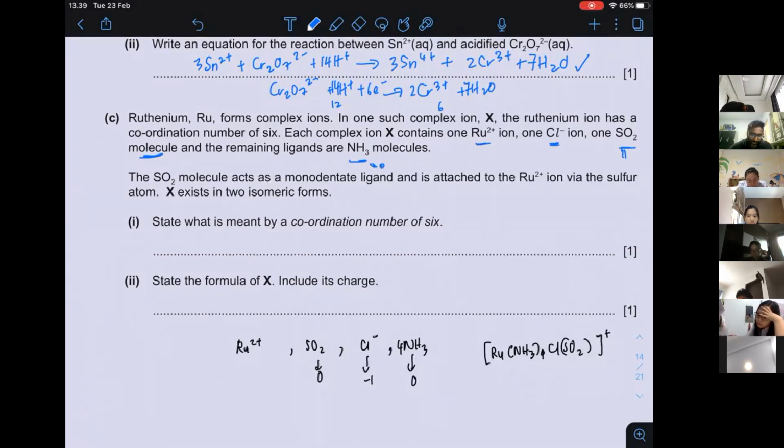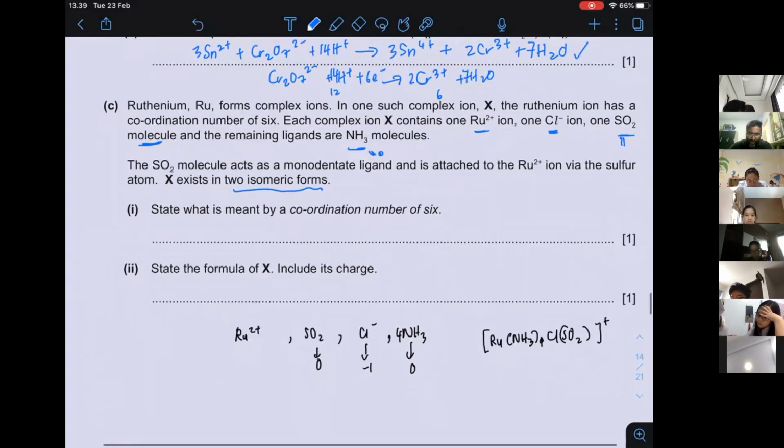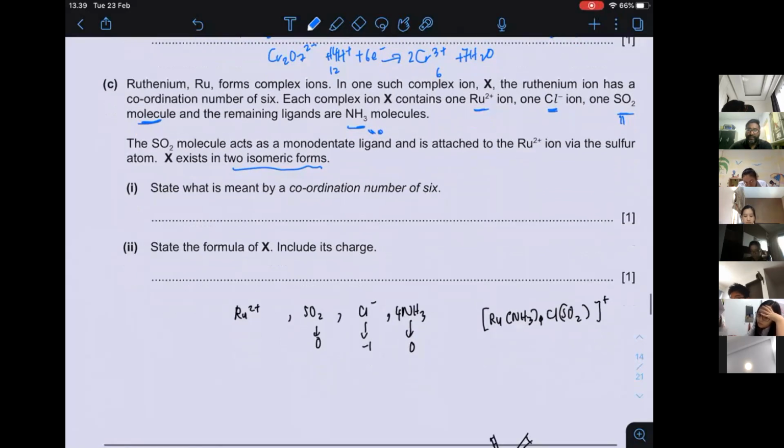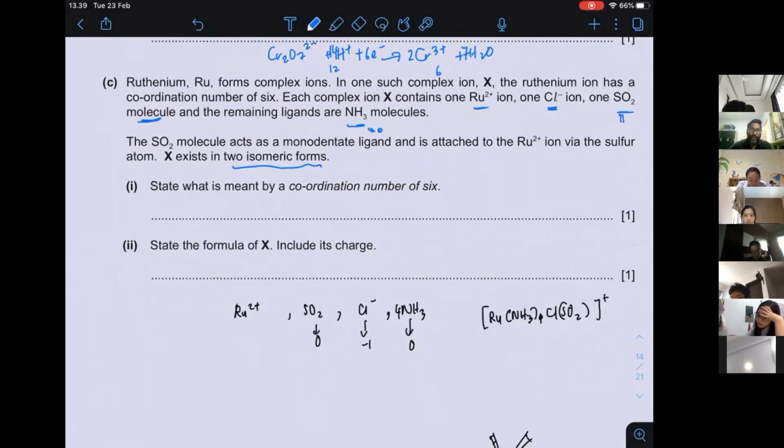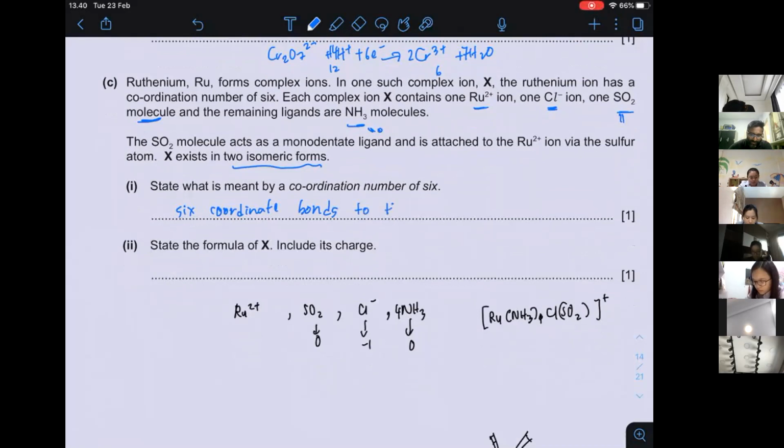X exists in 2 isomeric forms; later we'll look into that. State what is meant by coordination number of 6. It means that there are 6 coordinate bonds. But it's not enough to simply say 6 coordinate bonds. You must say 6 coordinate bonds to where? To the central atom. In this case, it is not an atom, it is the central metal ion.